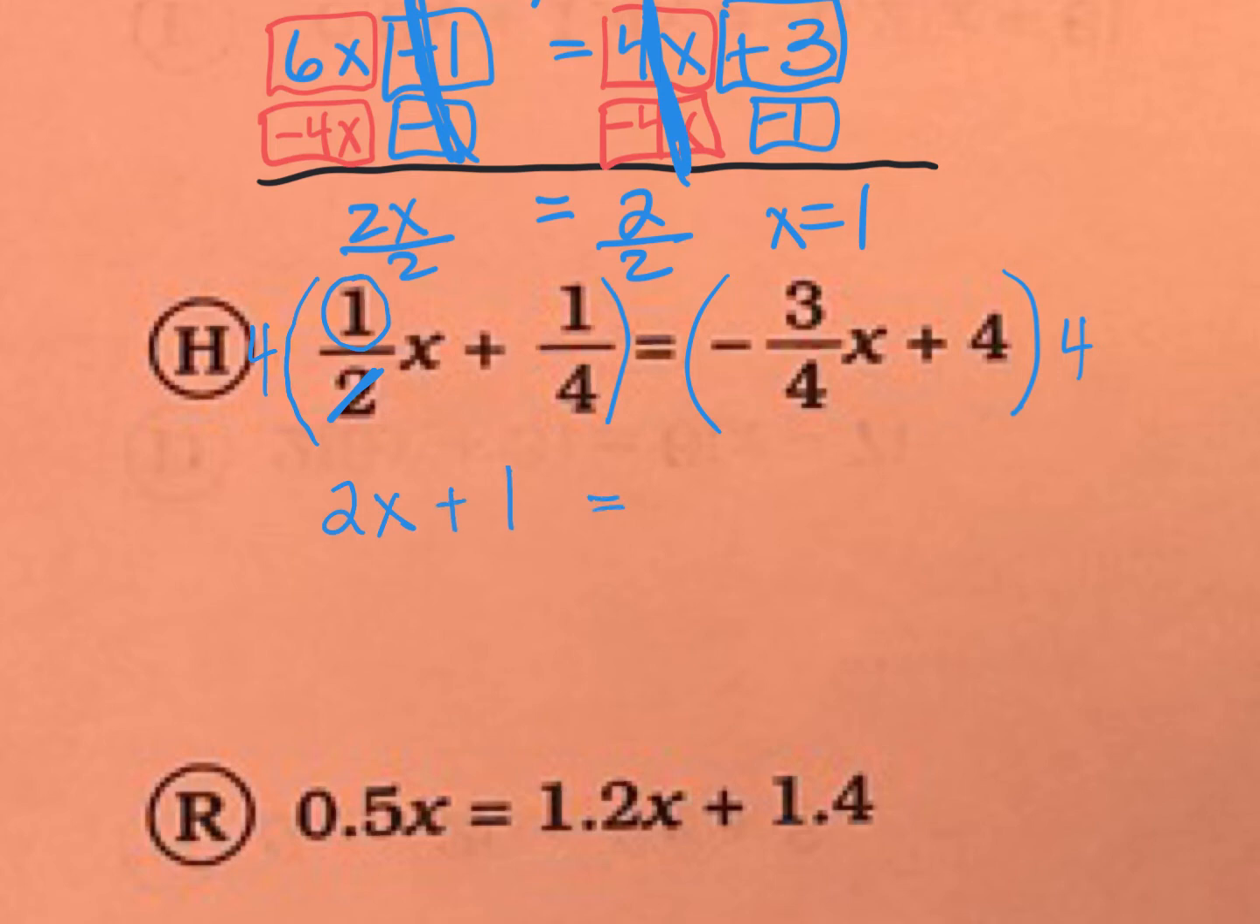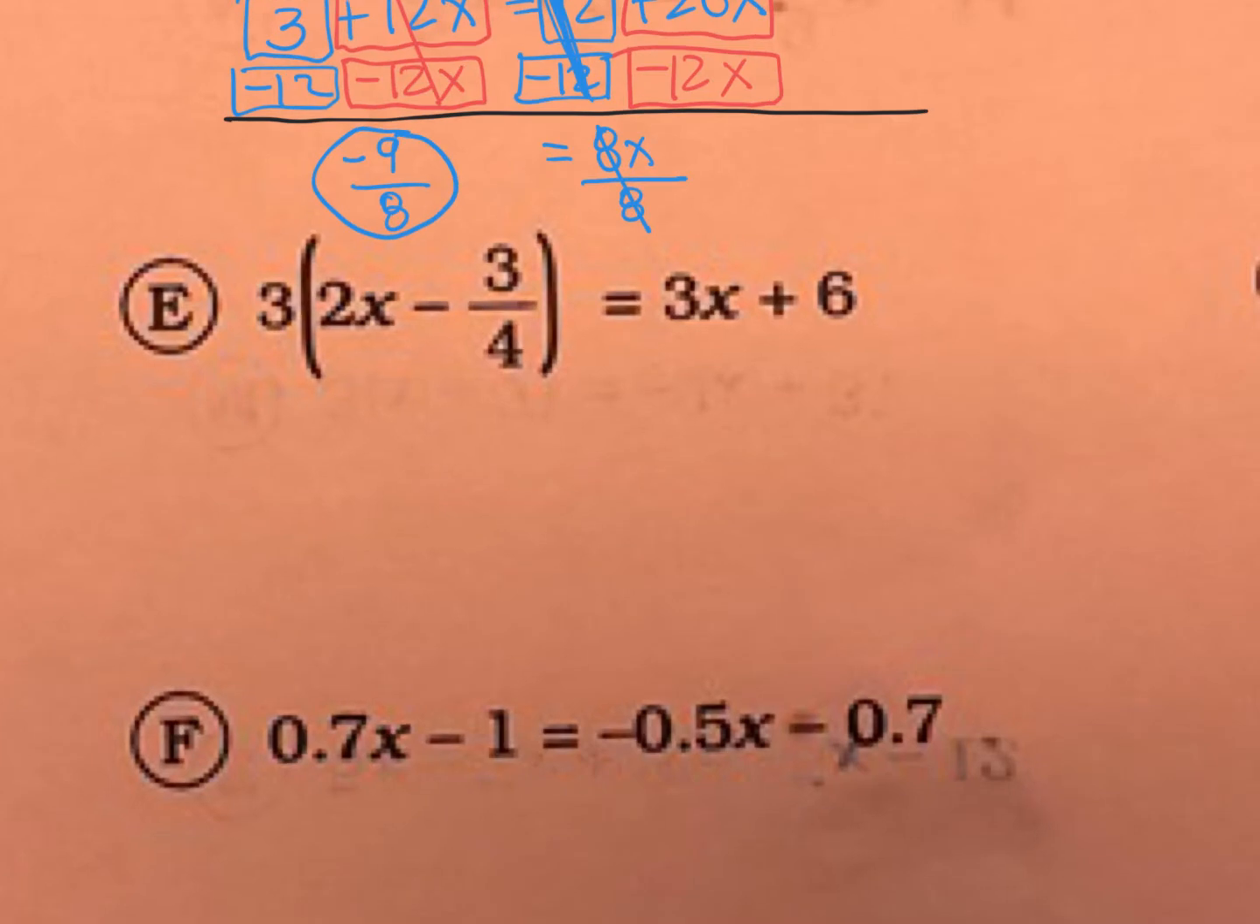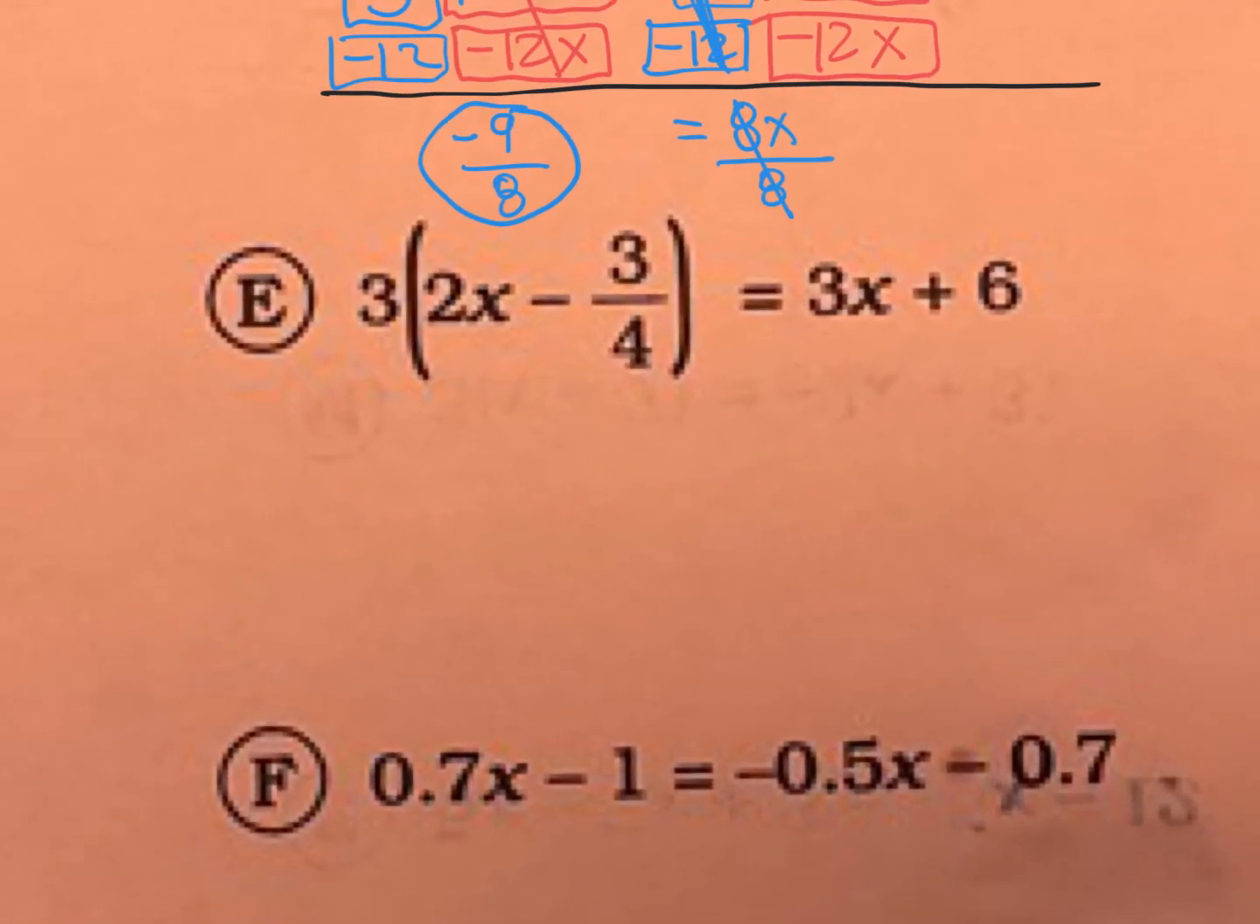On the other side, the 4 cancels out the fourths and makes it negative 3x. You're still left with the top. You're still left with all of that, and then plus 16. So from there, you should be able to solve. That one was a tough one because I was going to use 4s to get rid of the fourths and the halves. It's just a little trick that you'll get used to doing that makes your problems easier.